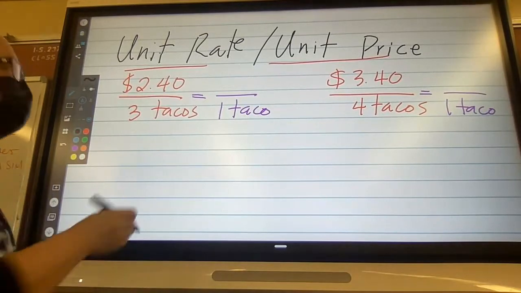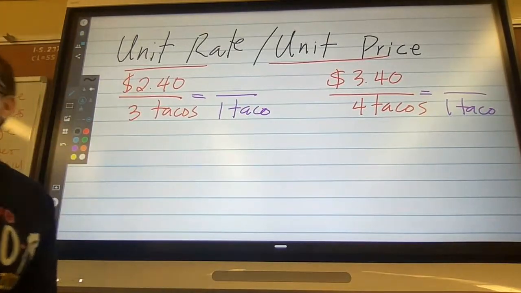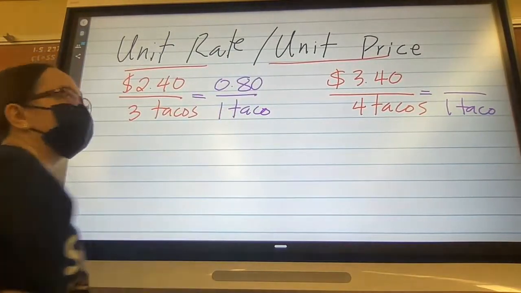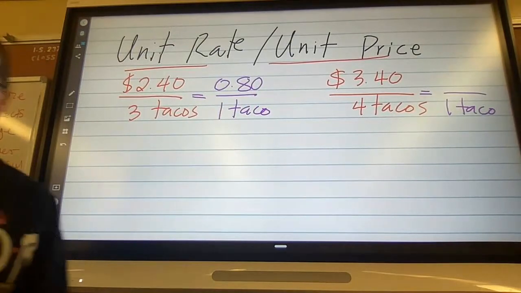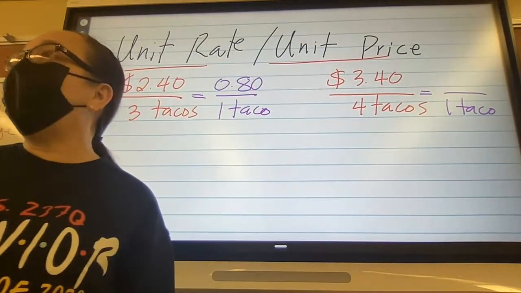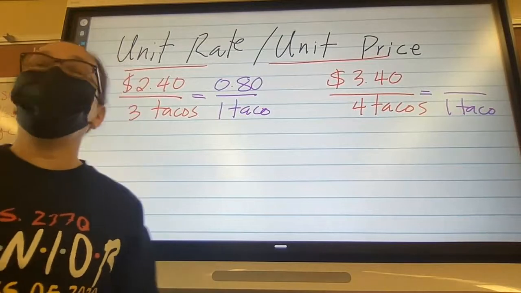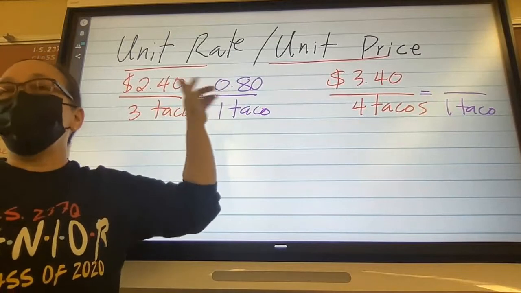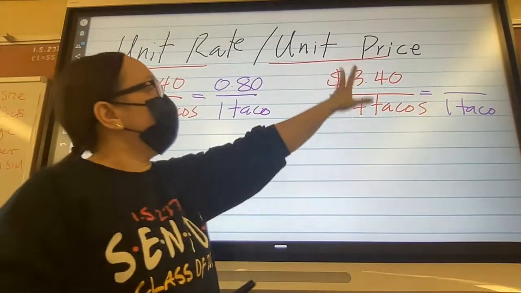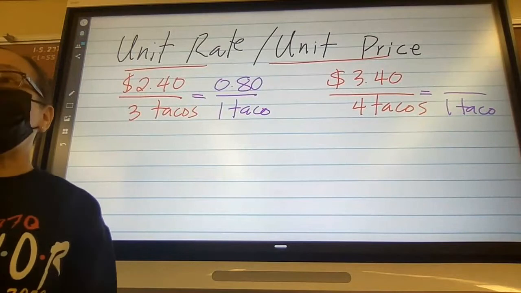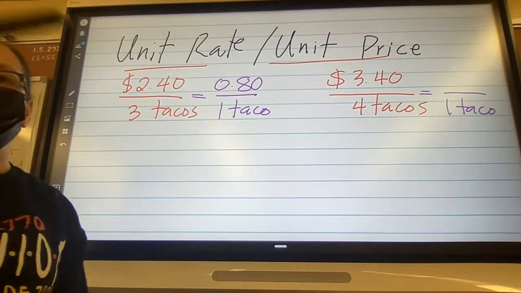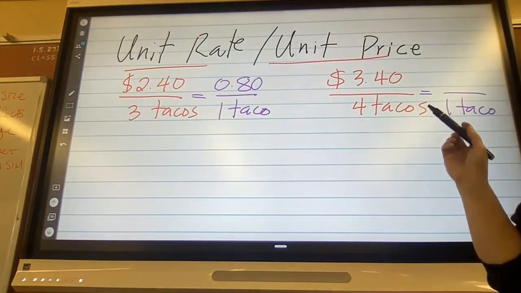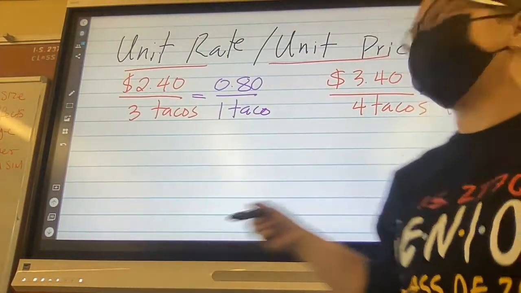Yes. So, how do you say that again? 0.80. You don't say 0.80 cents. $0.80 or 80 cents. Alright, just a reminder. So 1 taco is 80 cents here, or $0.80. How about here? $3.40 for 4 tacos. How much is 1? Yes. So you don't say 0.85 cents, guys. It's $0.85.